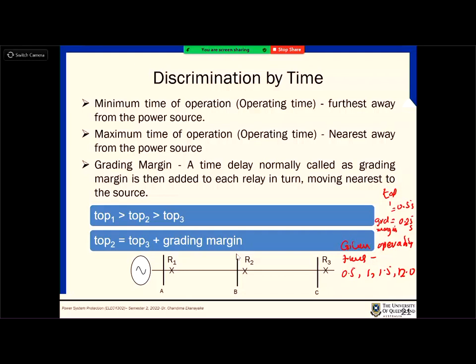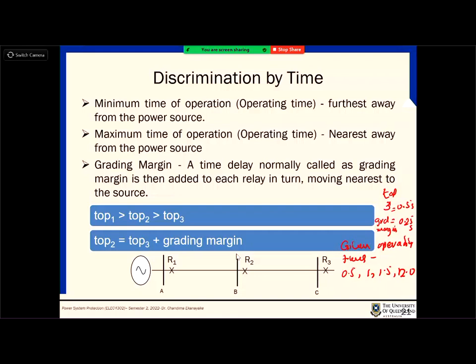Say, TOP2 is TOP3, oh sorry, this one is TOP3, not 1. That is the furthest away one, right? So relay 3 is 0.5 seconds. Grading margin is 0.25 seconds. What is the operating time of TOP2 now? What is the one that you want to set? 1. Why shouldn't I go for 0.5?